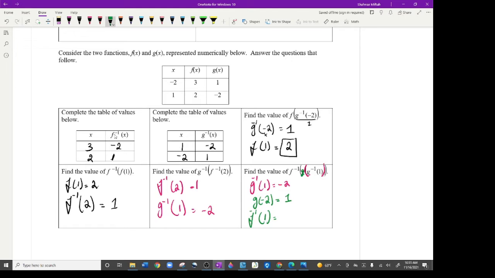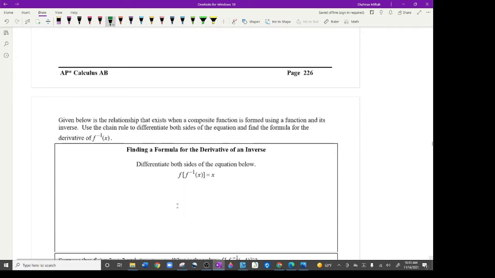That's f inverse, right? Do I have a 1 for the x value? No, I don't. So if I don't have it, that's undefined. I can't define it because there is no y value for it, you know? It's an open circle. Is that clear, guys? Yes. Okay. Now I'm going to go for the next one.